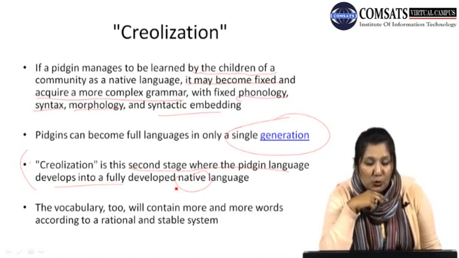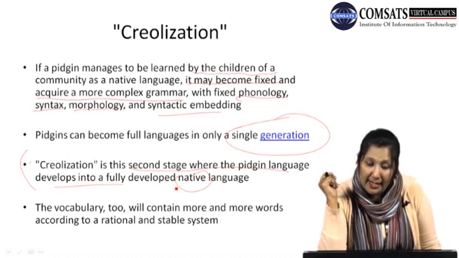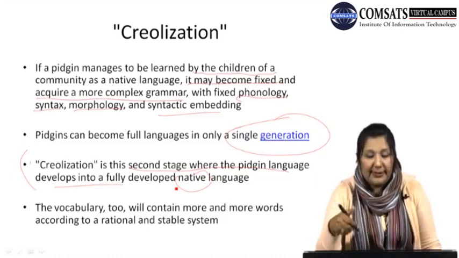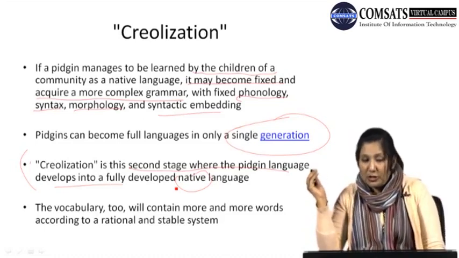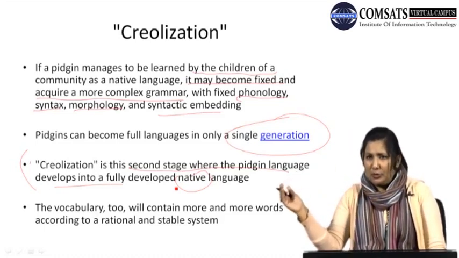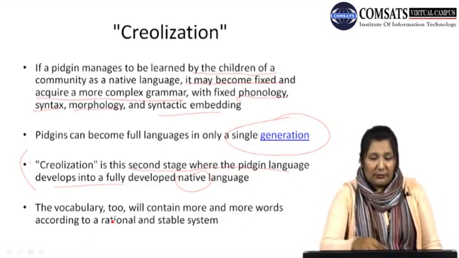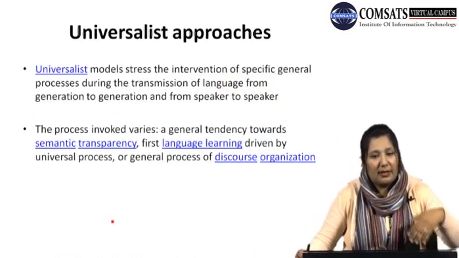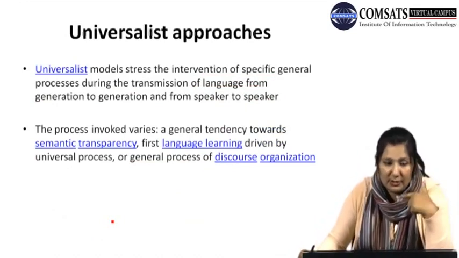The vocabulary too will contain more and more words according to a rational and stable system. Yes, the vocabulary will have a lot of exposure to many things. It would have added words according to a rational and stable system. Universalist approaches towards Creoles and Pidgins.